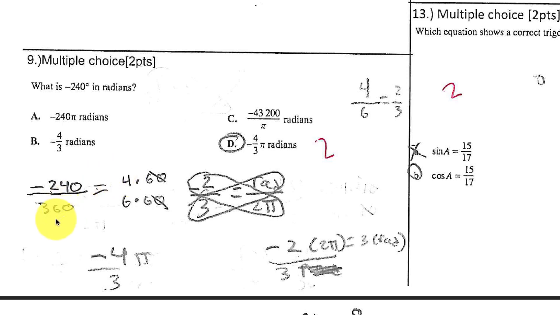Like this, the student simplified negative 240 over 360 to be negative 4/6, and then recognized that it goes down to negative 2/3. Yeah, still got the problem right.